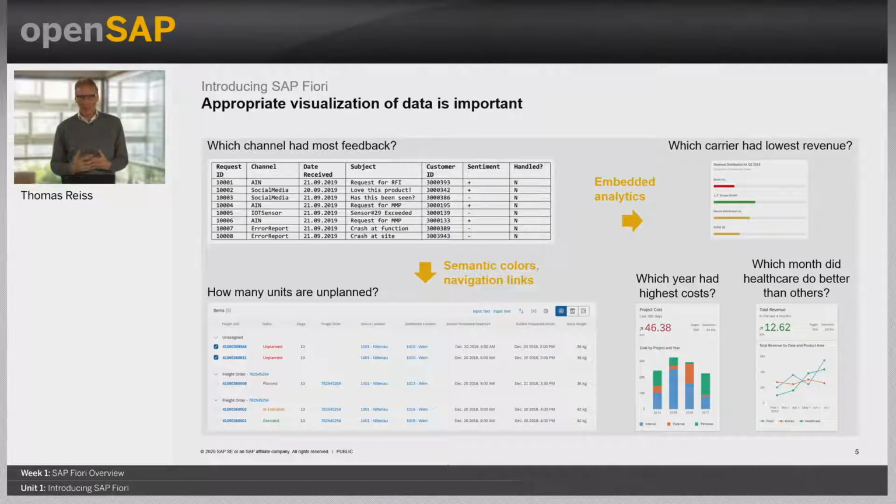It's not for people who are doing analytics all the time, but really for people with their day-to-day work, they can also interpret the data more easily using these kind of advanced concepts of having embedded analytics, for example. So, data visualization is important.